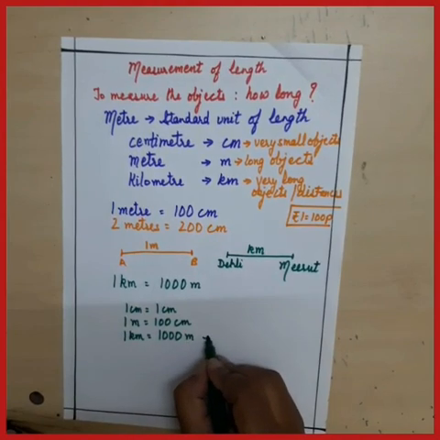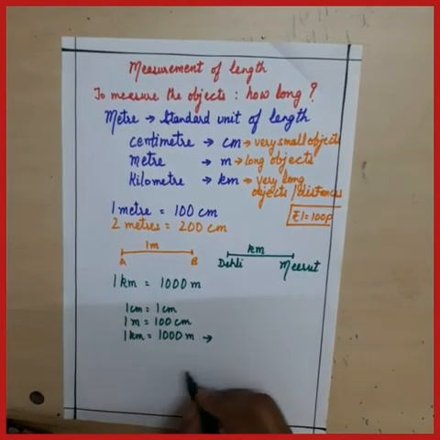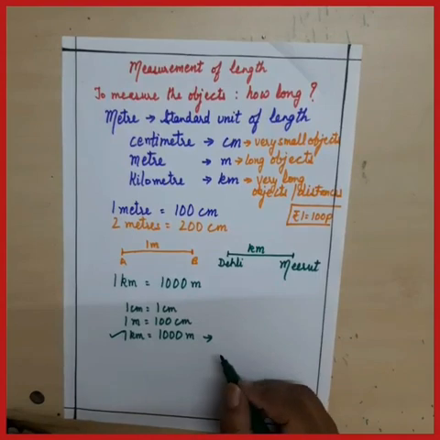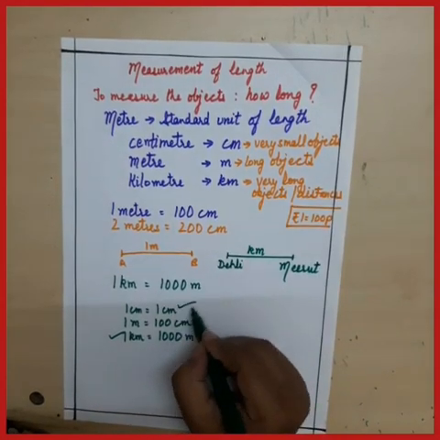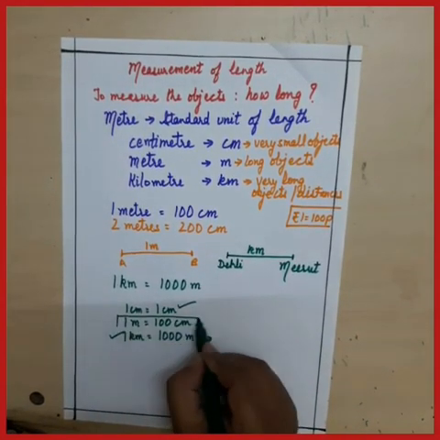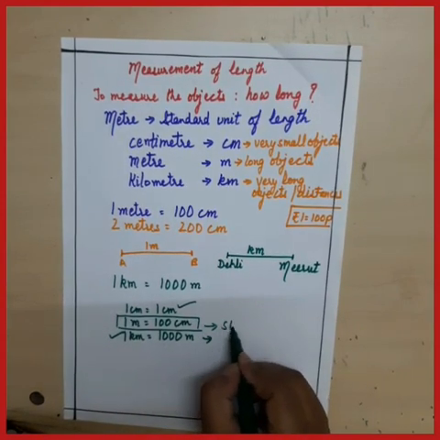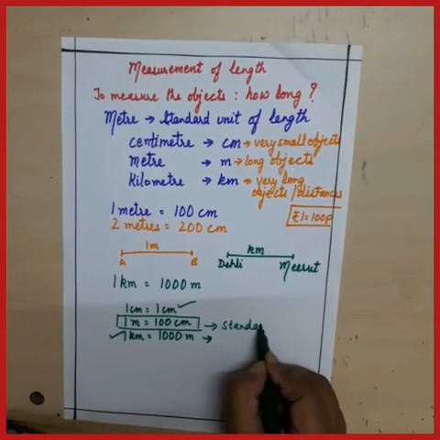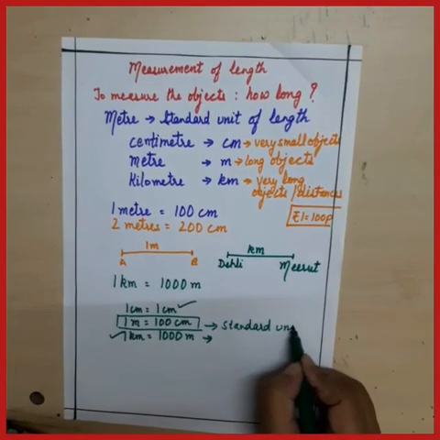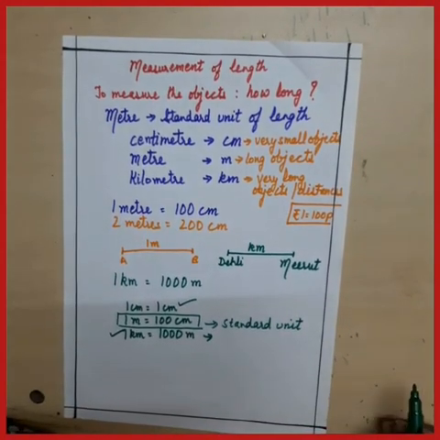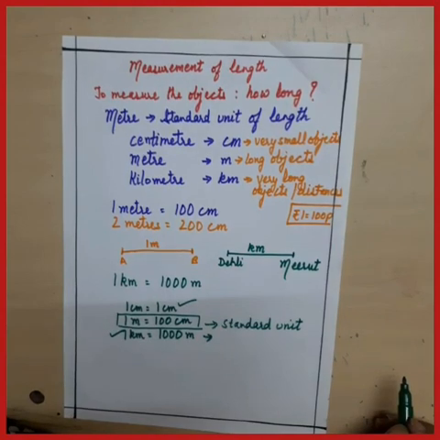So, students, which is the biggest unit? Kilometer. And which is the smallest unit? Centimeter. And the one in between is our standard unit. Okay. Now, I hope this is clear, where to use centimeters, where to use meters and kilometers. Very good.